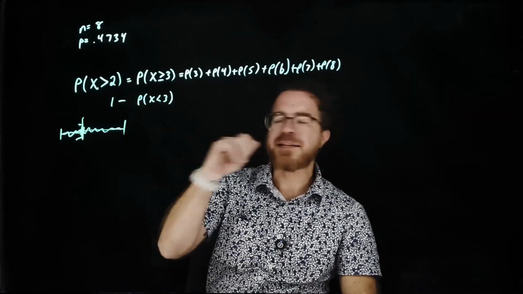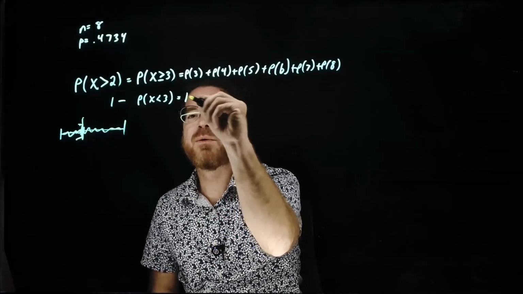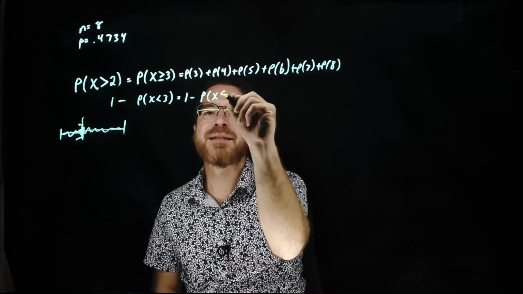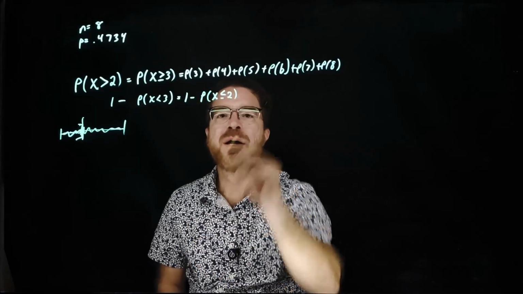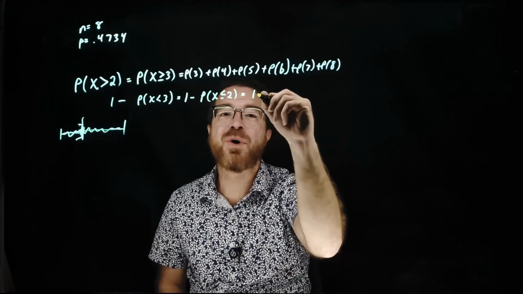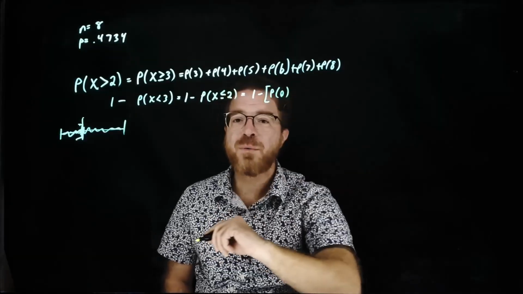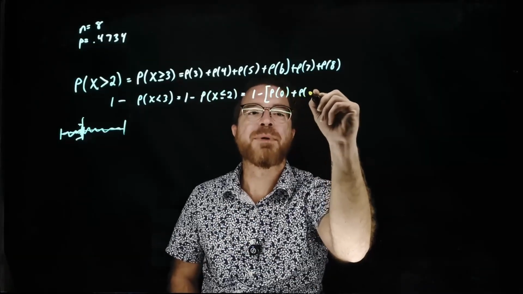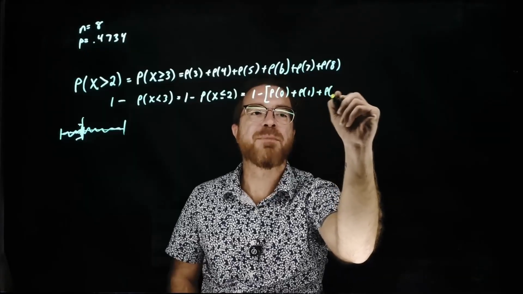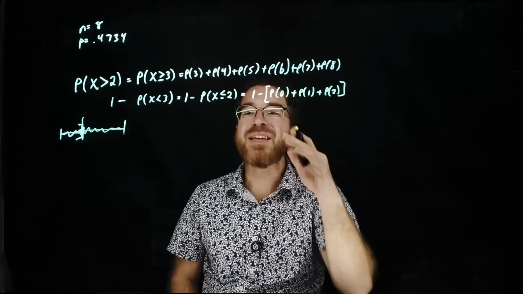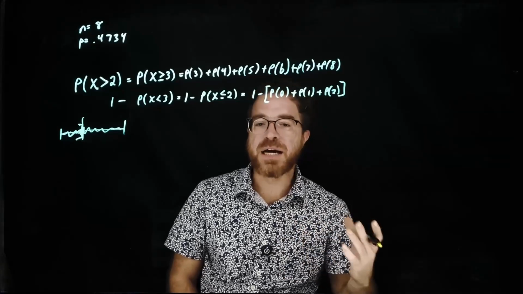So the probability x is greater than or equal to 3 is really the same thing as 1 minus the probability x is less than or equal to 2. So really what I'm finding now is 1 minus the probability of getting 0 wins plus the probability of getting 1 win plus the probability of getting 2 wins. This is significantly easier to calculate.